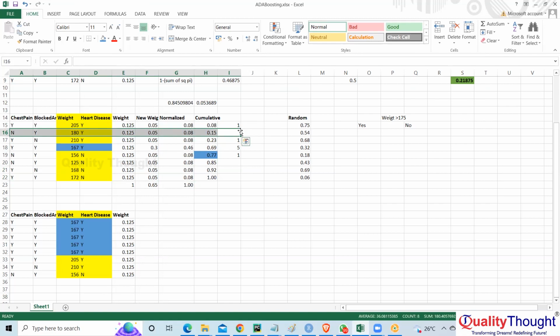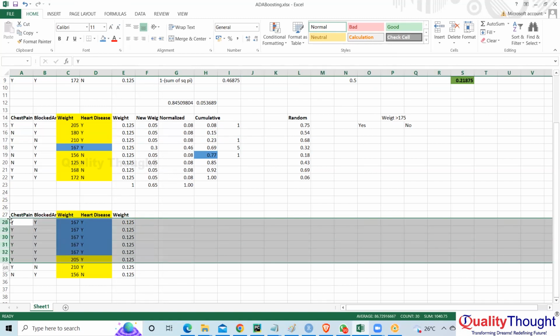In the bottom table, we have taken 167 five times, right? That is actually a wrong outcome, no, sir. Why is it a wrong outcome? Greater than 175? Heart disease should be yes. Which row? Tell me the Excel row number. Rows 28 to 29, 30, 31, 32.